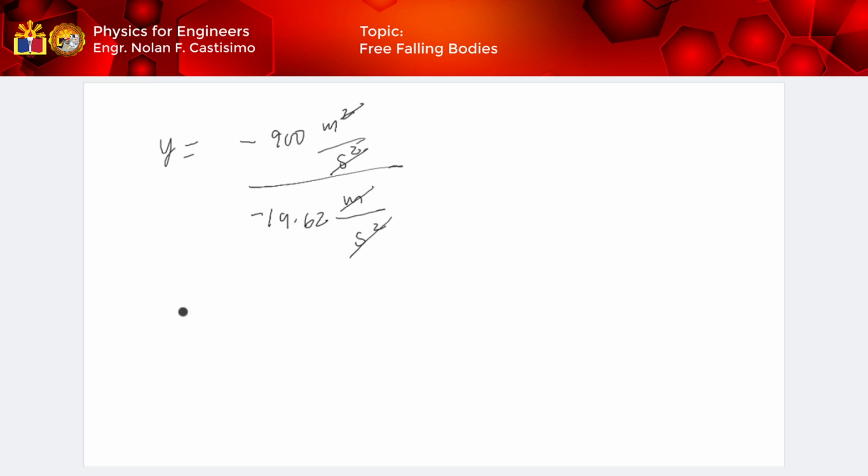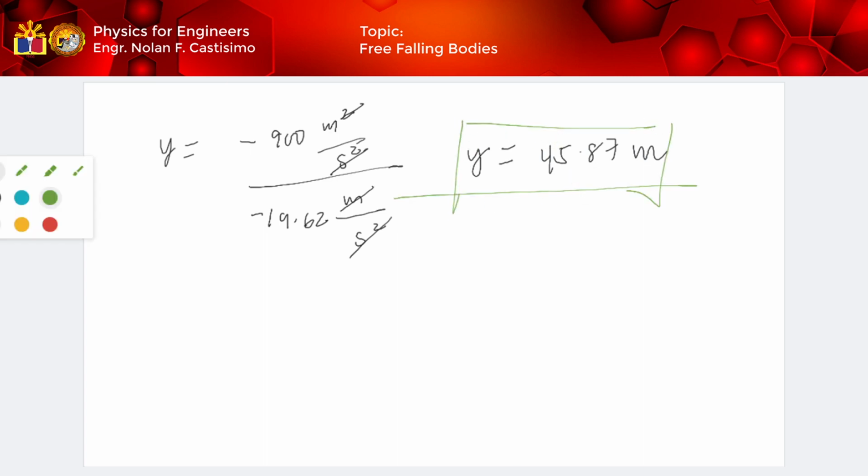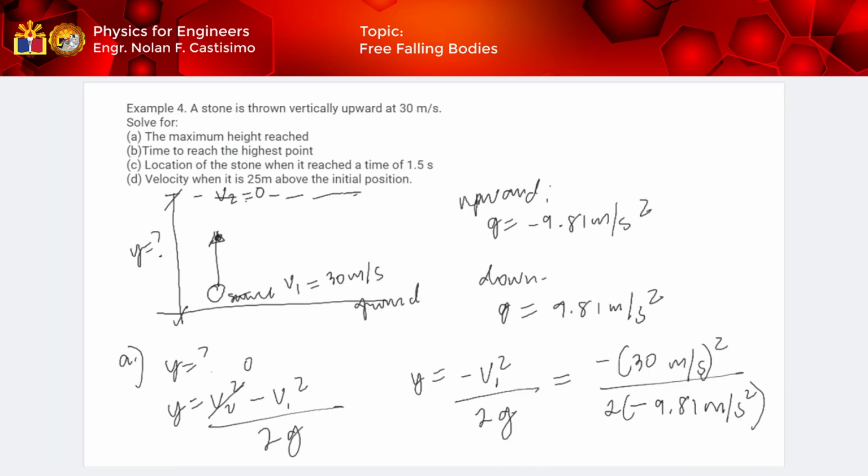So, our final answer, Y will be equivalent to 45.87 meters. And this is our final answer for letter A. Next, let's proceed to letter B, wherein we're going to find the time to reach the highest point.